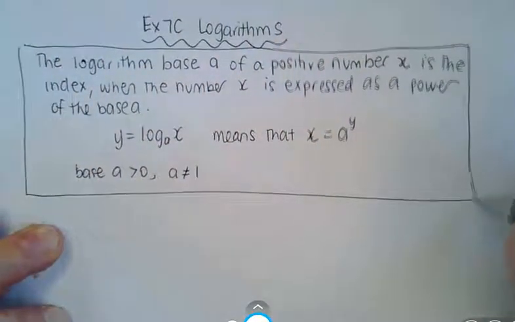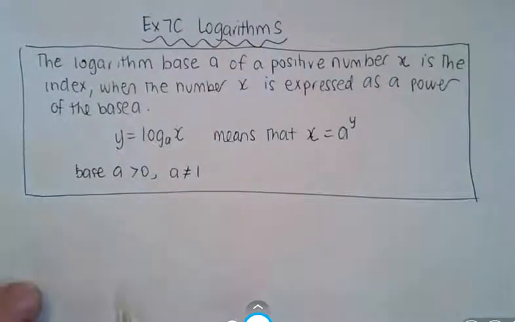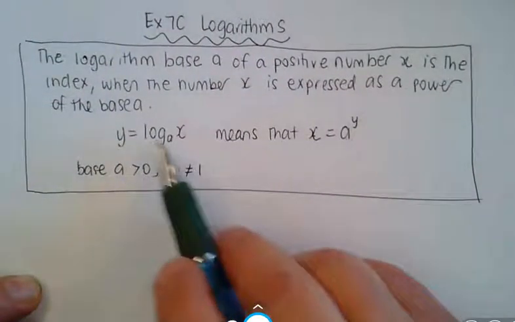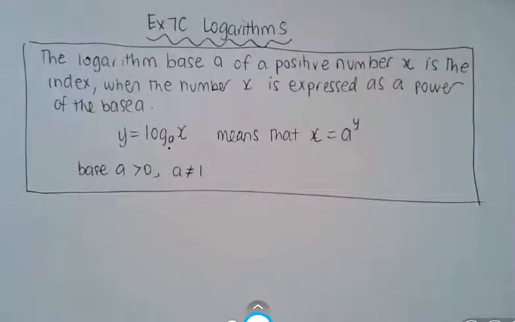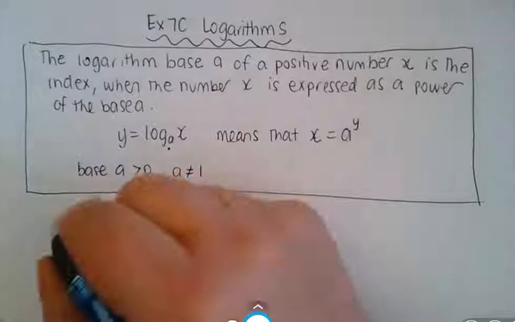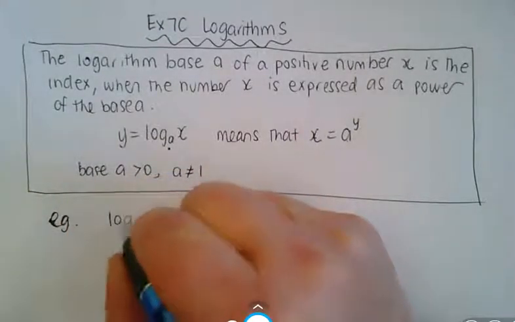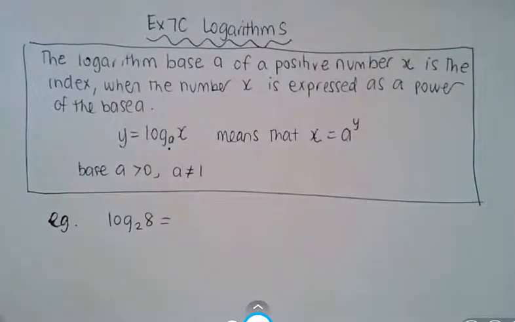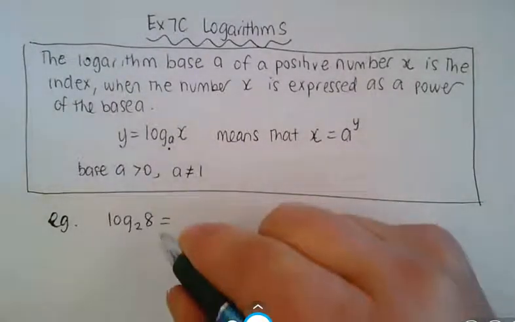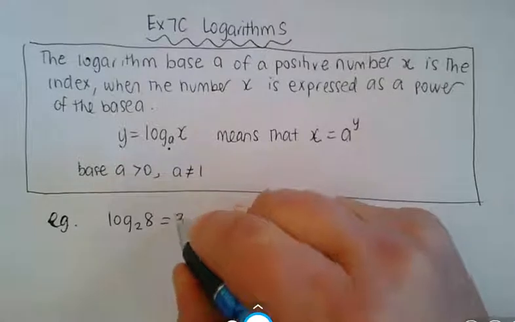So this is the log law, log rule. If y equals log to the base a of x, then x equals a to the power of y. So for example, log to the base 2 of 8 equals, someone tell me? Yeah, we say 2 to the power of what is 8. So it's 2 to the power of 3.